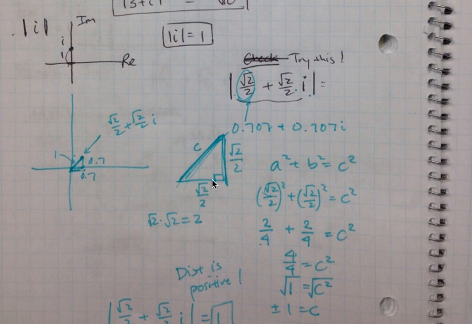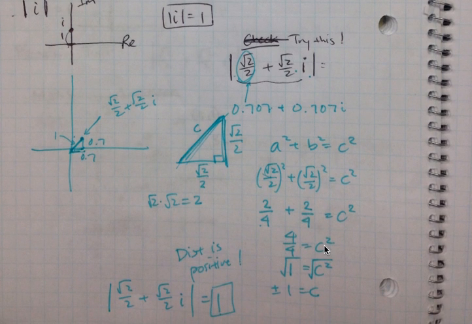Here's my right triangle. This is the 90 degrees. So that means the sides are root 2 over 2, root 2 over 2, and this c value is the distance that I'm looking for. So plugging those values in, here's my Pythagorean theorem: a squared plus b squared is equal to c squared. My a value is root 2 over 2. My b value is also root 2 over 2. Squaring these two values, I get 2 over 4 because root 2 squared is 2 and 2 squared is 4. Adding those together, I get 4 over 4 is equal to c squared.